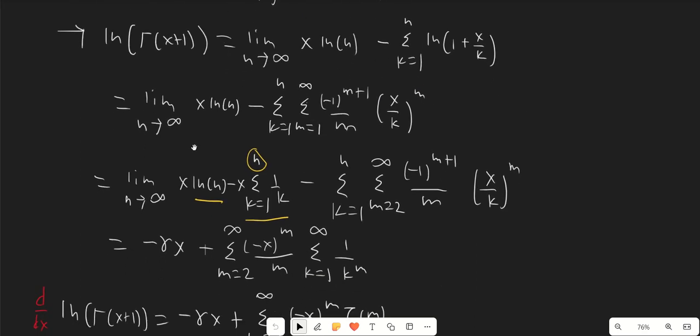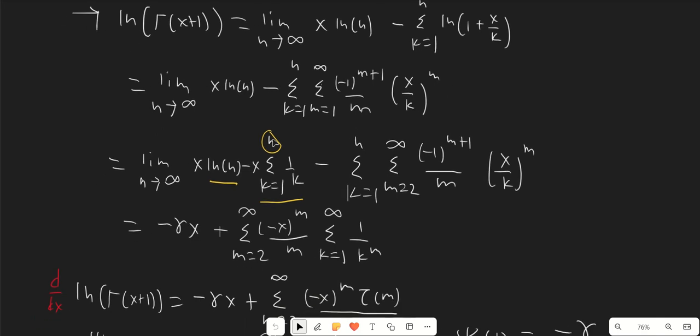Then we're going to take out the first term, when m equals 1. When m equals 1, we have positive 1 over 1 times x over k. So when we take that out, we're just going to be subtracting the sum from k equals 1 to n of 1 over k, and of course we also have this x on the top. So we have x times natural log of n minus x times the sum from k equals 1 to n of 1 over k, and this is just H sub n.